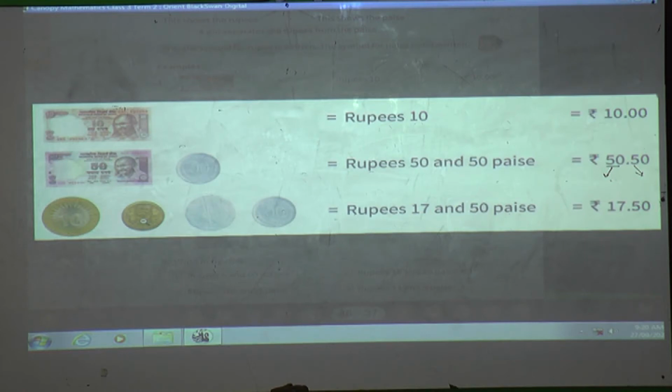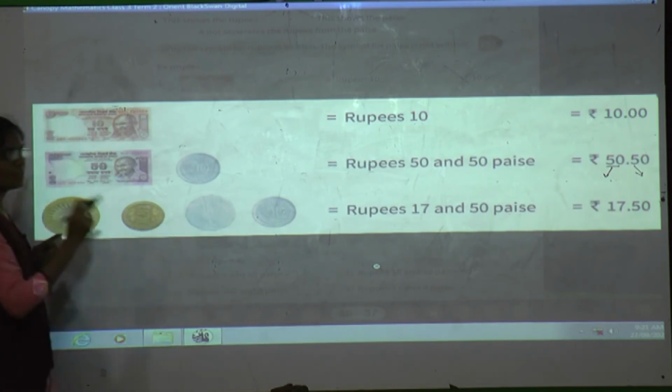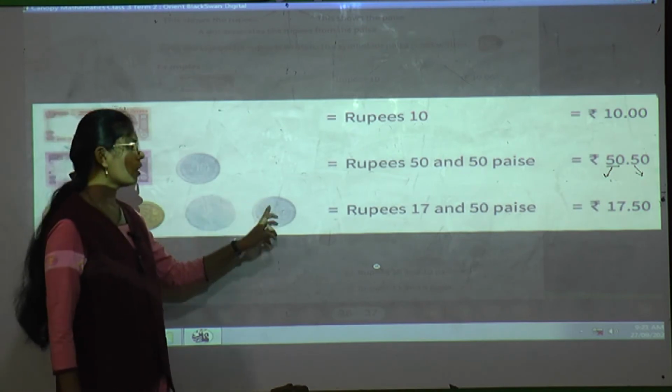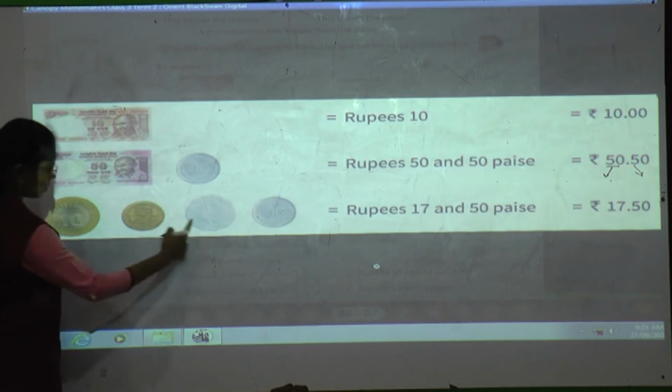Second coin, it is a coin of 5 rupees. Third one, it is a coin of 2 rupees, and fifth one, it is a coin of paise. Okay, so here 3 coins you can see. These 3 coins are of rupees, and here one coin is there of 50 paise. So what we will do, just we will add these three coins.